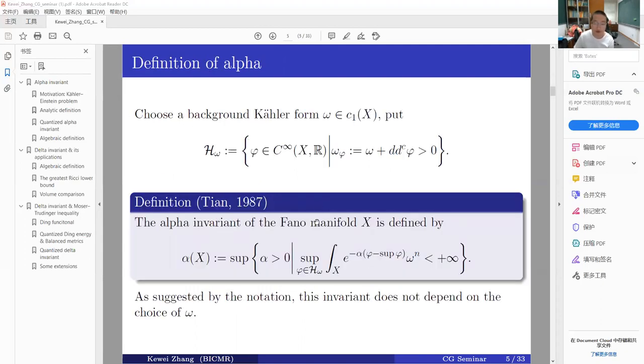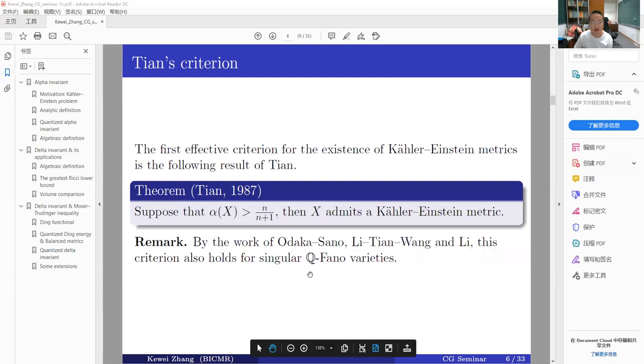So let me first recall the original definition of the alpha invariant of Tian. First of all, you fix a background Kahler metric, and then you consider this space of Kahler potentials. Then in 1987, Tian introduced the following notion, and he considered all the Kahler potentials, and he considered such an integral. He wants this integral to be finite for every Kahler potential. And this definition does not depend on the choice of the background metric. And this invariant is quite useful because it is the first effective criterion for the existence of the Kahler-Einstein metric.